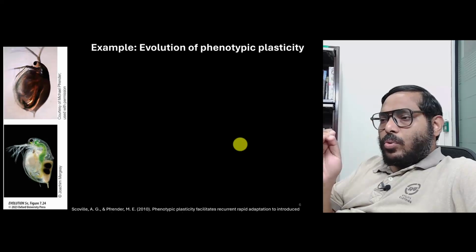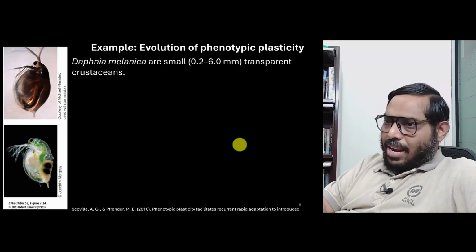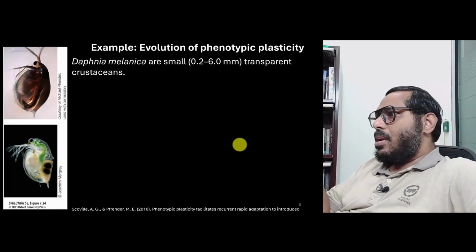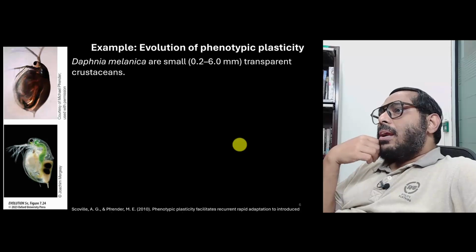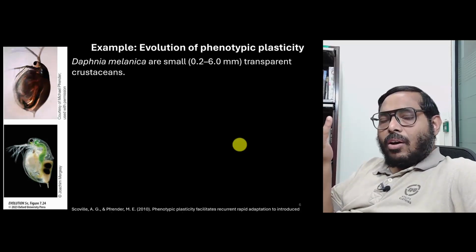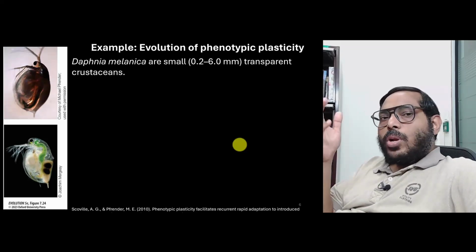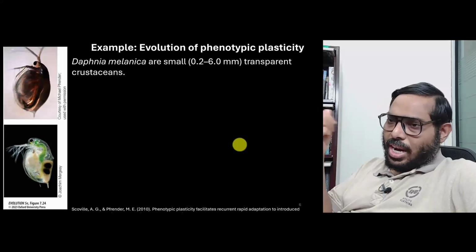So, what I am showing you over here is an organism called Daphnia melanica. These are very small tiny crustaceans. Typically, you find them in clear water, and Daphnia are actually a good indicator of the health of a pond or a lake, because if the lake becomes polluted, then the Daphnia typically disappears. So, it is a water quality indicator.